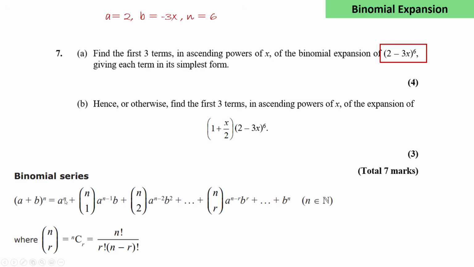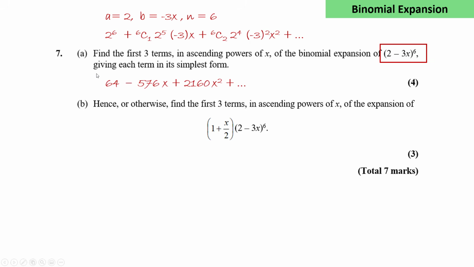We substitute those values into the recipe in the formula booklet to get 2 to the 6th plus 6C1 2 to the 5th times minus 3x plus 6C2 2 to the 4th times minus 3 squared x squared plus ... So these are the first three terms. We calculate them using a calculator and we get 64 minus 576x plus 2160x squared.